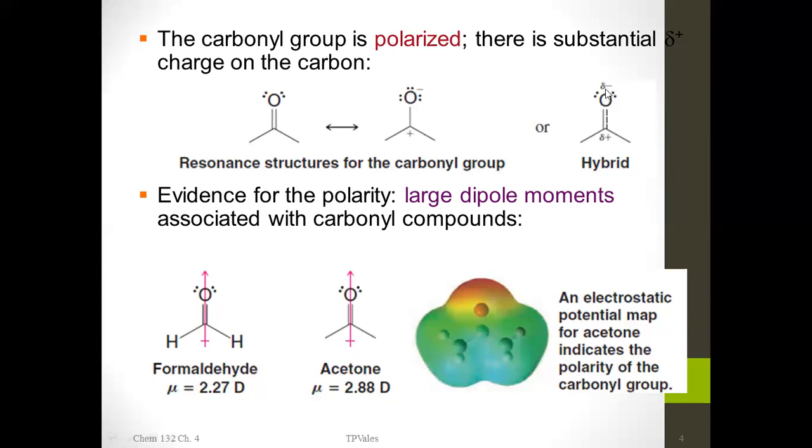So your electron will be shared here. You will have a partial negative and a partial positive charge here. And the evidence for the polarity can be seen with the large dipole moments associated with carbonyl compounds. So for instance, you have your formaldehyde, your carbonyl bond, it's an aldehyde. You learned about naming in the organic chemistry laboratory. The dipole moment, mu, is a measure of how polar your compound is. Now the net dipole is directed towards your oxygen here. So it's 2.27, it's very large.